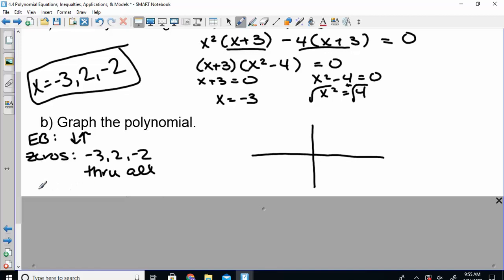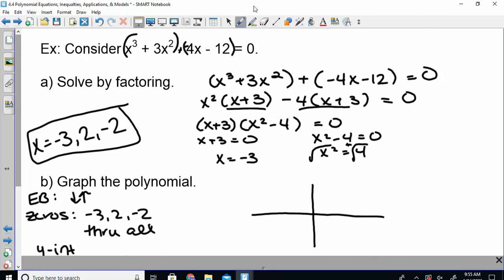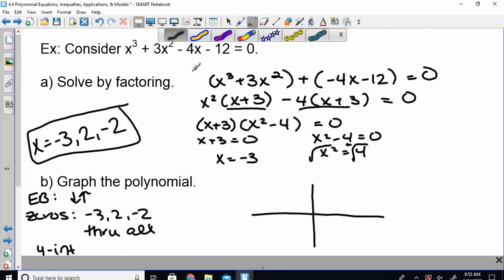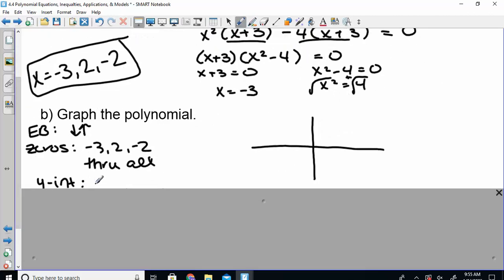I also had you do the y-intercept when we graphed. Y-intercept is when x is 0. So if you plug a 0 in for all of our x's in the beginning, we get -12. So remember, all we really need is those zeros, and then we can graph anything. Zeros are where you hit the x-axis. Should start down here and end up here. We hit the y-axis at -12.